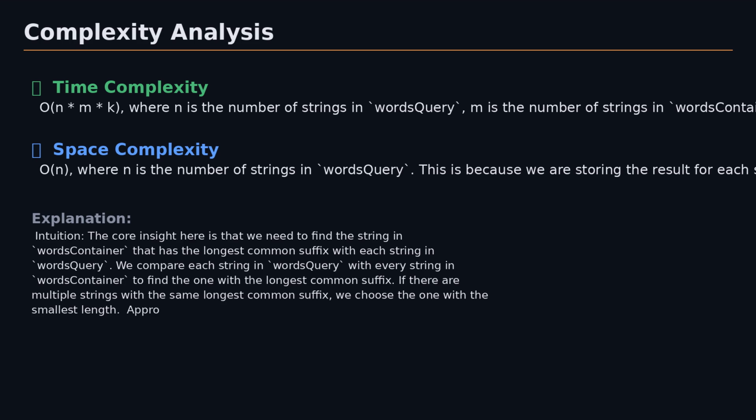Now, let's talk about the complexity of this solution. The time complexity is n*m*k, where n is the number of strings in wordsQuery, m is the number of strings in wordsContainer, and k is the maximum length of a string. This is because we are iterating through each string in wordsQuery and comparing it with every string in wordsContainer. And for each comparison, we are iterating through the characters of the strings. The space complexity is n, where n is the number of strings in wordsQuery, because we are storing the result for each string in wordsQuery in the result vector.